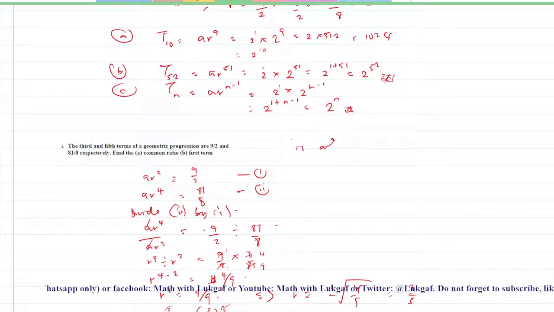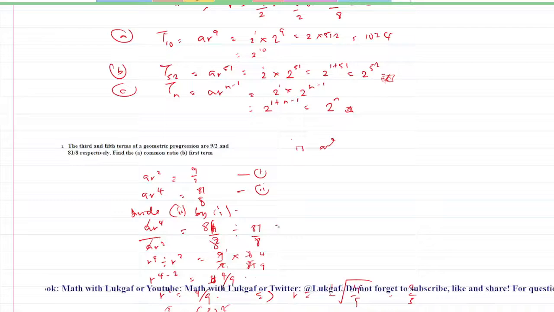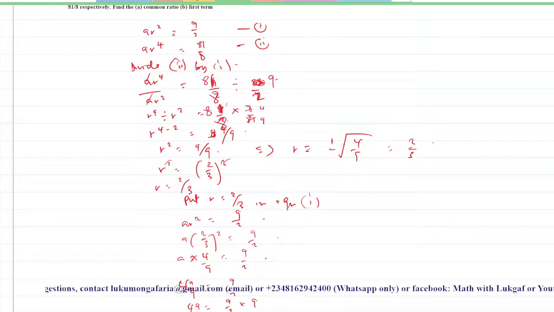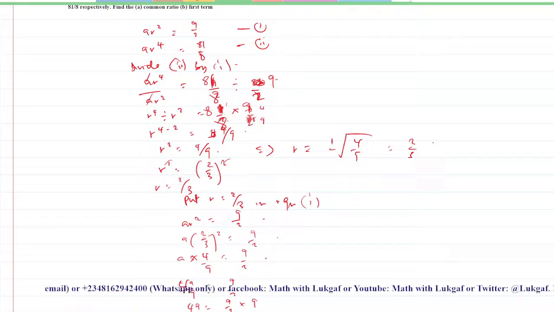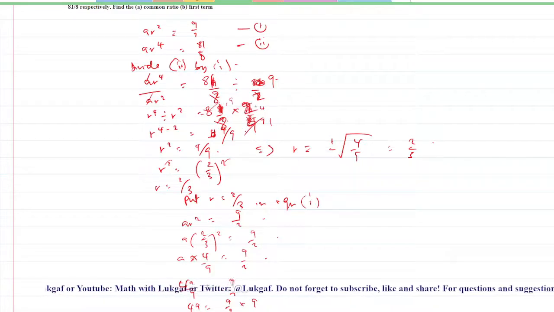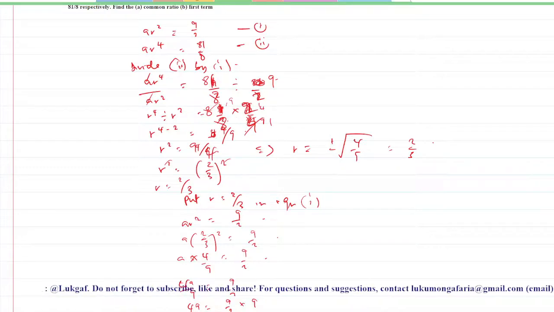This should be 81 over 8 divided by 9 over 2. Sorry, 81 over 8 divided by 9 over 2. Since we are doing it from the denominator, from the second equation, 9 divided by 2. If you multiply it, this is going to give me 2 over 9, so it means it is 9 over 4, not 4 over 9. 9 over 4.